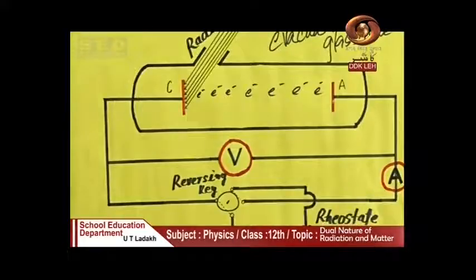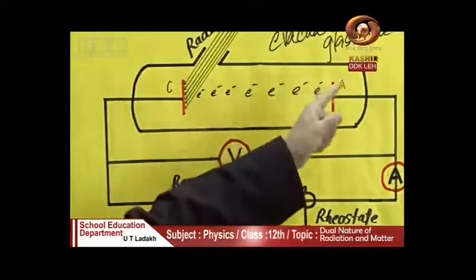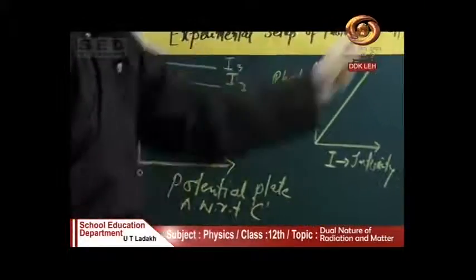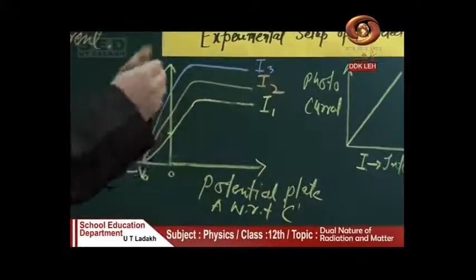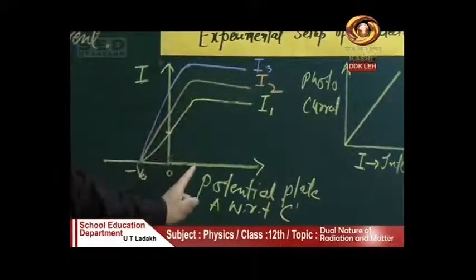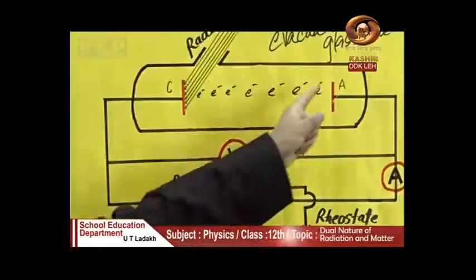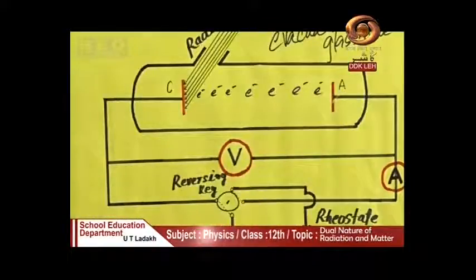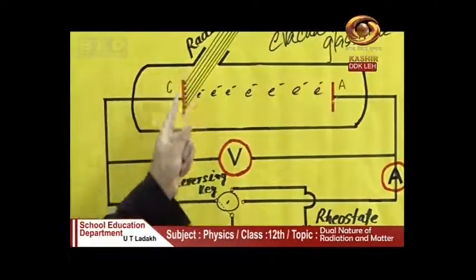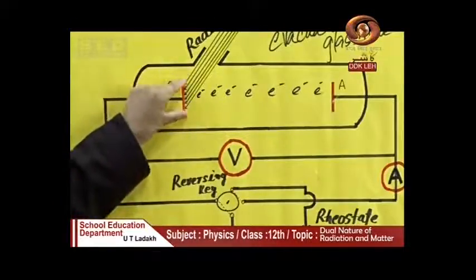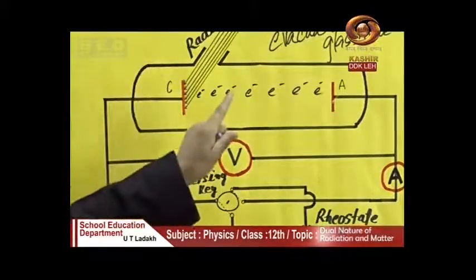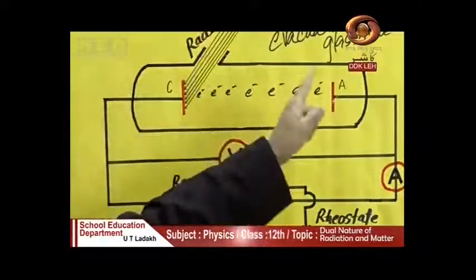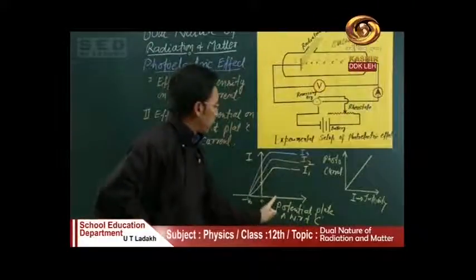But then, when I increase the potential of plate A, more and more electrons are reaching plate A, due to which we get a linear increase in the current. And then at a particular stage of the potential of plate A, the current becomes saturated. That means if it is ejecting 100 electrons, let us take, then all the 100 electrons are reaching plate A at this particular voltage.